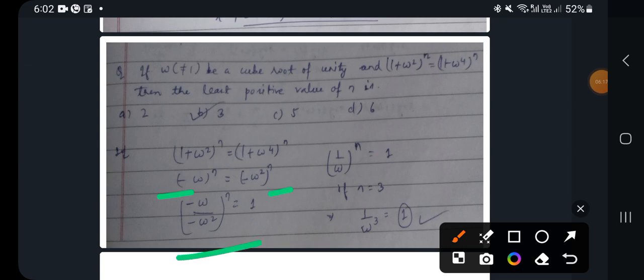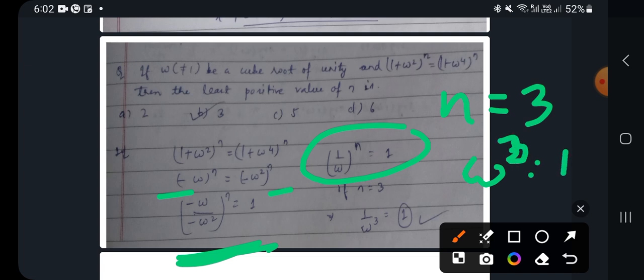By dividing it, we will get 1, and by solving it, (1 upon omega) whole power n will be equal to 1. And it can only be possible if the value of n is 3, since omega cube is equal to 1. So only when its power is 3 is it equal to 1, and its reciprocal will also be equal to 1. Therefore the value of n will be 3, so B will be the correct option.